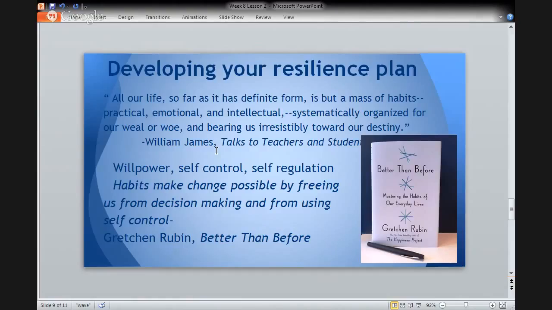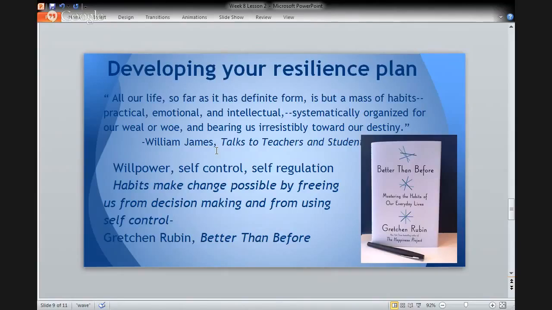However, researchers have noticed that we all have a certain amount of willpower or self-control, and that it is not unlimited. That being said, when you are developing new habits, skills, or starting a new task, such as the resilience plan, it is important to think about how you will incorporate it into your life so that you do not need to depend on self-control or willpower to make it happen.